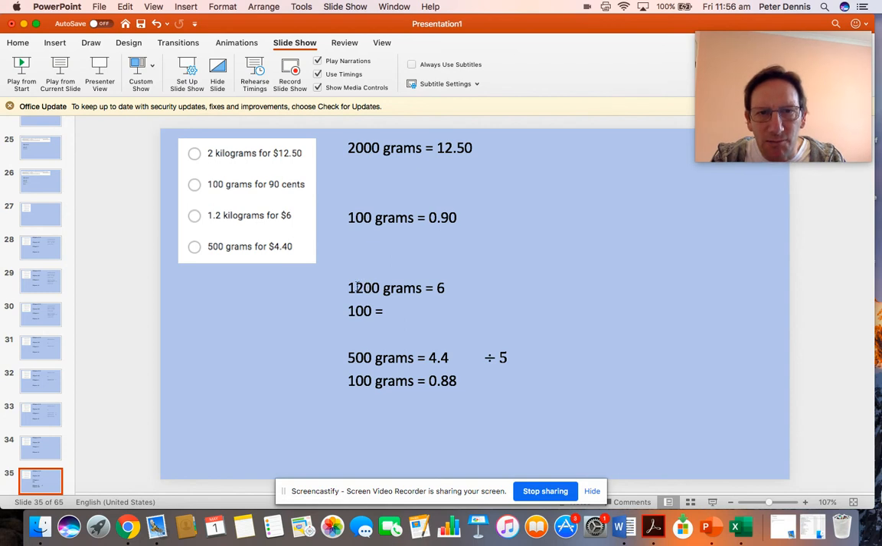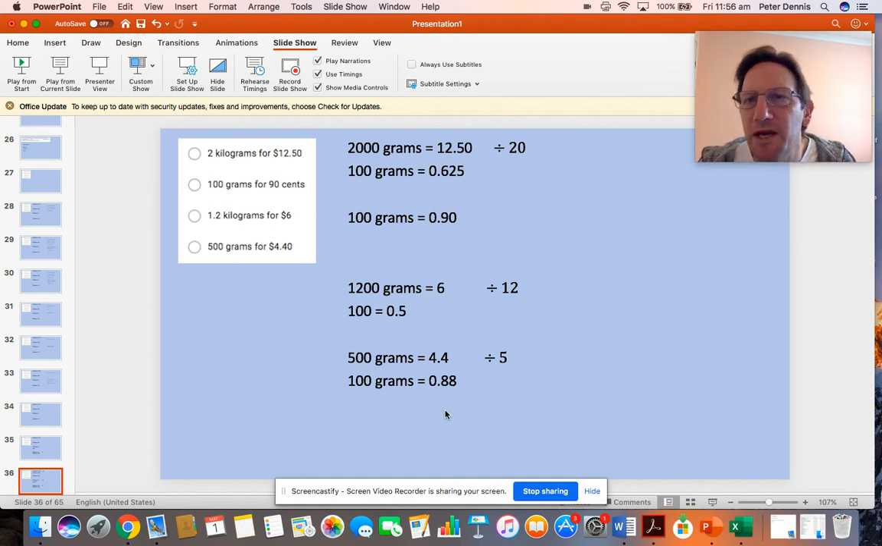We could do the same here. We want to go from 1,200 grams equals 6 down to 100 grams. So we divide both sides by 12. When we divide this side by 12, we get to 100. When we divide this side by 12, we get to 0.5, which is better than this and better than this. The last one here, the 2,000 grams, we divided by 20 to get to 100, so we have to divide the other side by 20. And what we get is 0.625, or 62.5 cents, 90 cents, 50 cents, 88 cents.